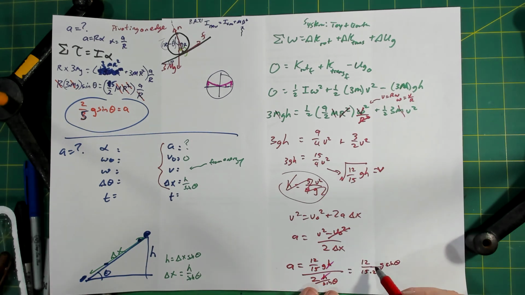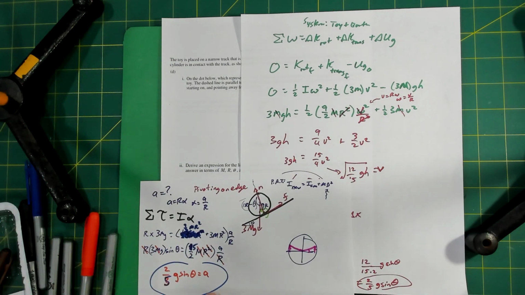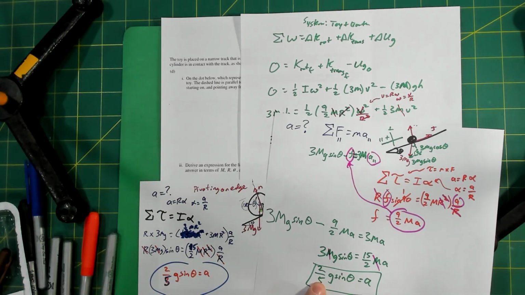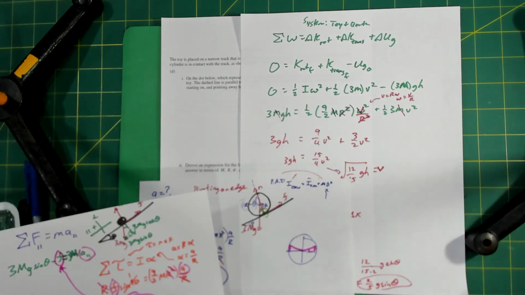You know, hey, 12/15, let's see here. So this is 3 times 5 times 2 over 2 times 3 times 2, right? And so a 2 and a 3 are going to cancel out, and I'm going to end up with 2/5 g sine theta, which is the same answer we got the other 2 ways. So we have now solved this thing 3 different ways and gotten 2/5 g sine theta, all 3 ways.